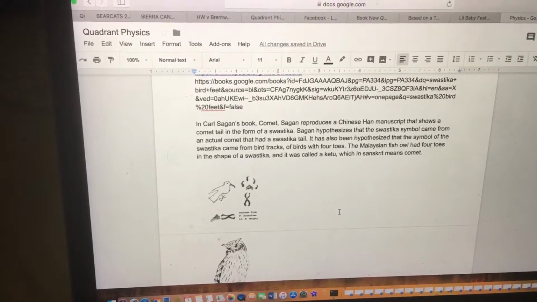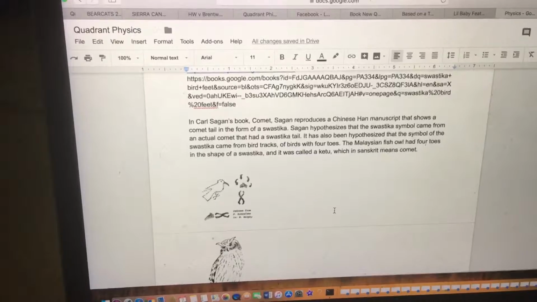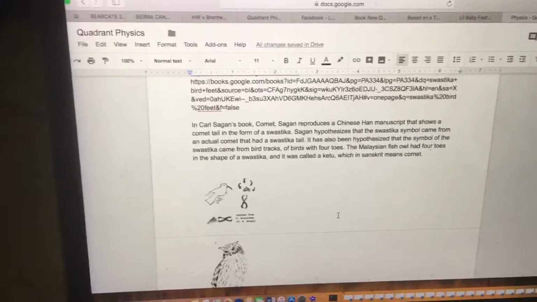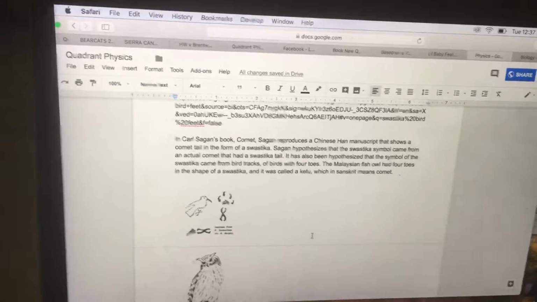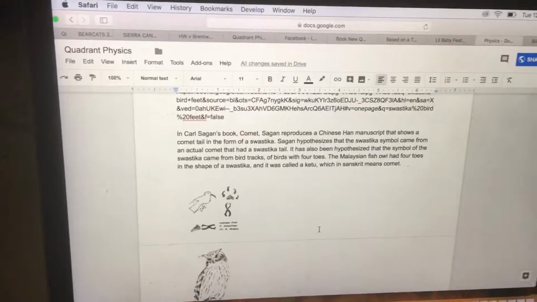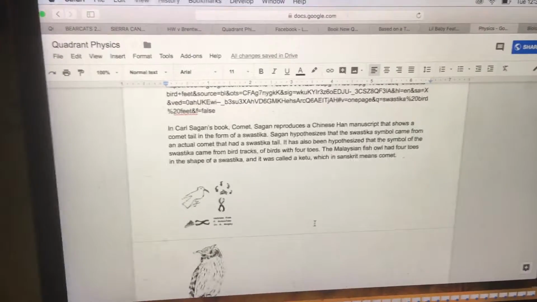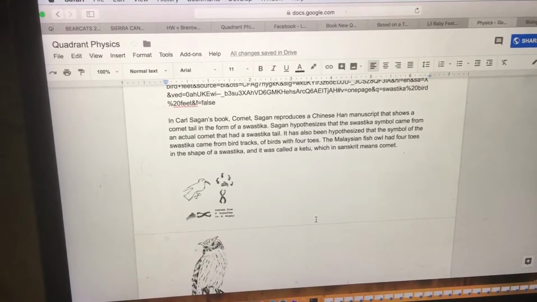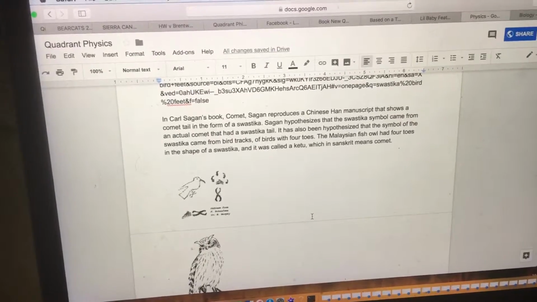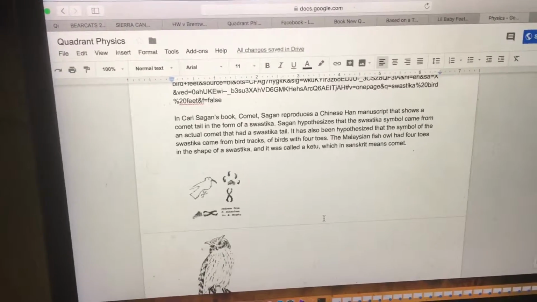In Carl Sagan's book Comet, Sagan reproduces a Chinese Han manuscript that shows a comet tail in the form of a swastika. Sagan hypothesizes that the swastika symbol came from an actual comet that had a swastika tail. It has also been hypothesized that the symbol of the swastika came from bird tracks of birds with 4 toes. The Malaysian fish owl had 4 toes in the shape of a swastika, and it was called a ketu, which in Sanskrit means comet.